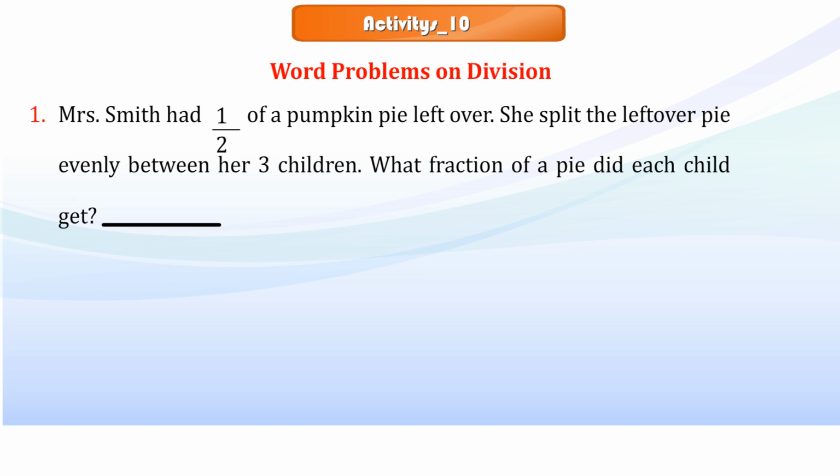Word problems on division. 1. Mrs. Smith had half of a pumpkin pie left over. She split the leftover pie evenly between her 3 children. What fraction of a pie did each child get?